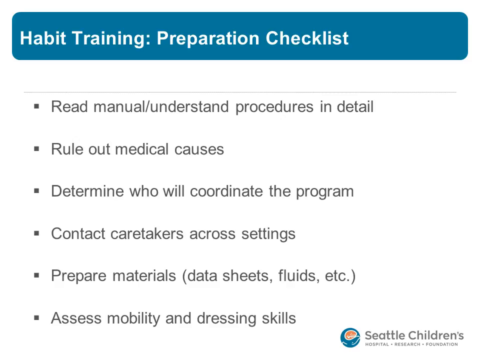You want to rule out medical causes, like we talked about earlier. You want to determine who's going to coordinate the program, meaning who's going to prepare, who's going to oversee the actual training process with the child, who's going to communicate with other people in other settings about what they need to know when the training is complete. You want to contact those caretakers across settings. You want to prepare your materials, which we'll talk about. You want to assess mobility and dressing skills, so make sure that you're removing any barriers to those things that might be present, particularly with things like what kinds of clothes the child is going to wear or what kinds of stools or other things you might need in the bathroom to facilitate the child's mobility.